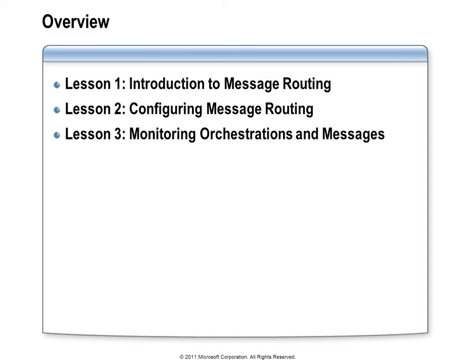BizTalk's message routing capabilities are built on a publish-subscribe architecture, and we're going to start off by taking a look at that in detail. We're going to talk about some of the configuration objects that we'll encounter as we start making use of the messaging architecture. Later on in Lesson 2, we'll walk through the steps that are required to set up a message routing solution in the BizTalk runtime environment. I'll show you the configuration settings that you need to apply and how to get that application up and running.